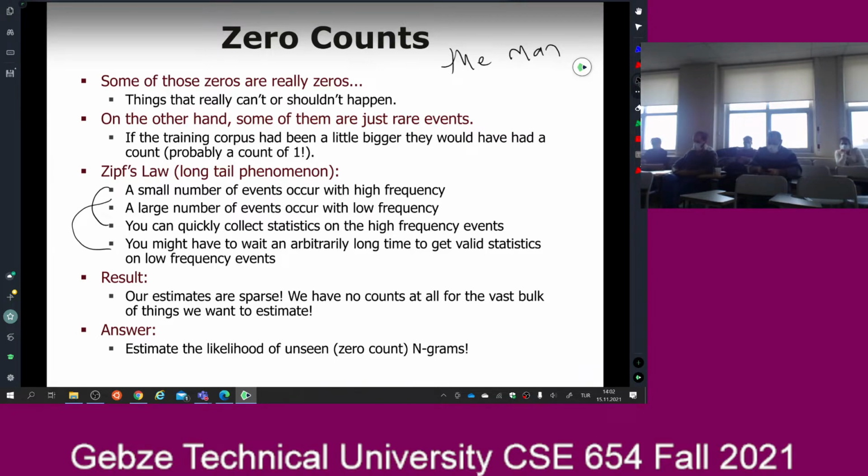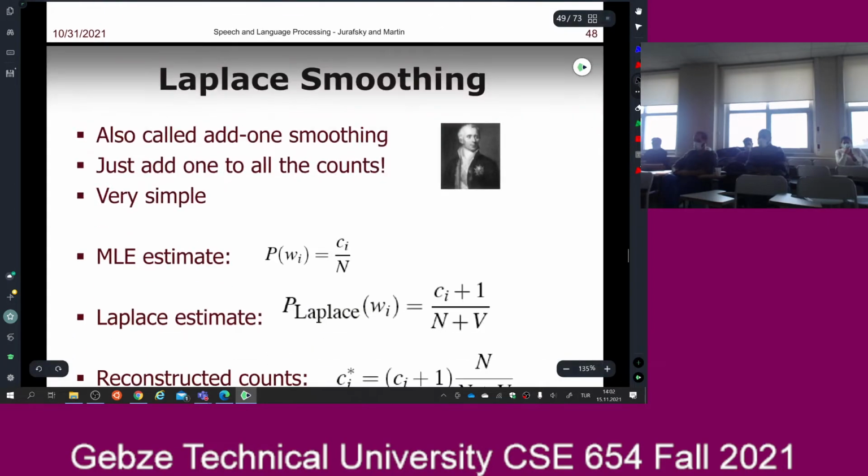So what are we going to do? It's a very dangerous thing to say that I did not see this happen before, so the probability of seeing this word or this bigram is zero. That is a very dangerous thing. So we should take this into account. Maximum likelihood estimation is not a very good estimation method to measure the probabilities of those kinds of cases.